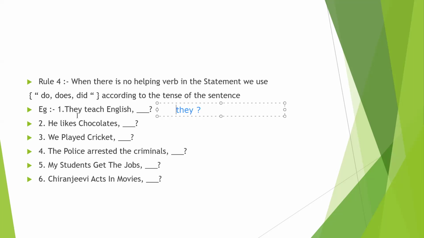In this situation, we can see the verb. Here the verb is teach. Teach is V1. So if there is no helping verb and the verb is V1, we can choose any one of do or does. Does takes only he, she, it, or any other singular noun. So we can say, do they. So it is positive.